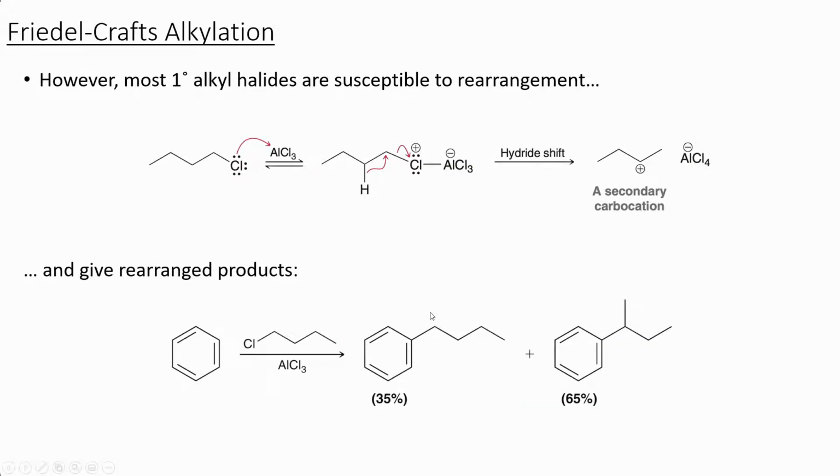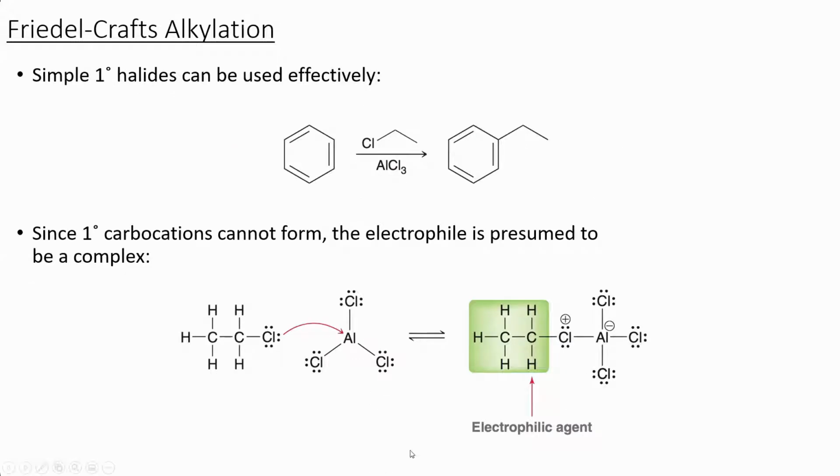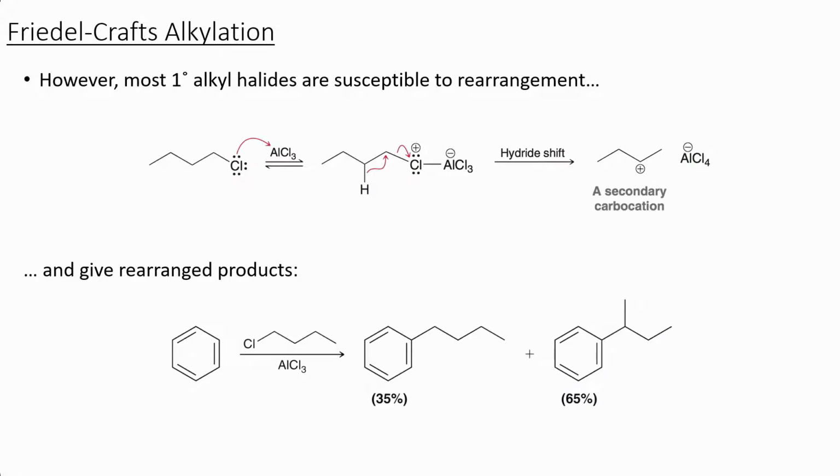But one of the problems with primary alkyl halides used in this reaction is that they have the tendency to rearrange. So remember, anytime we have a carbocation, and we can think of this complex here as acting like a carbocation on this position. That's how it reacts. Anytime we have a primary carbocation, if it can rearrange, it will rearrange. And in this case, a simple hydride shift will generate a secondary carbocation.